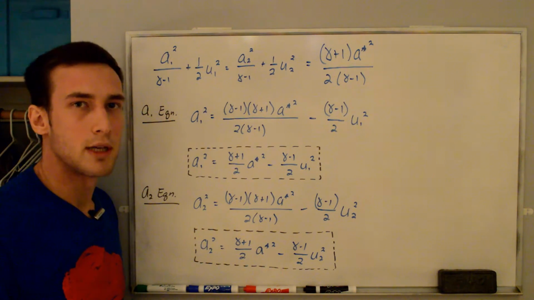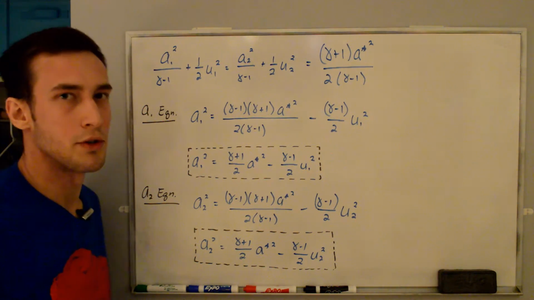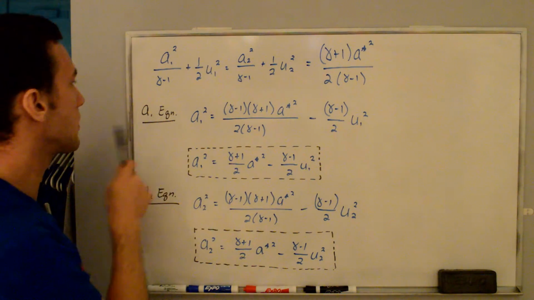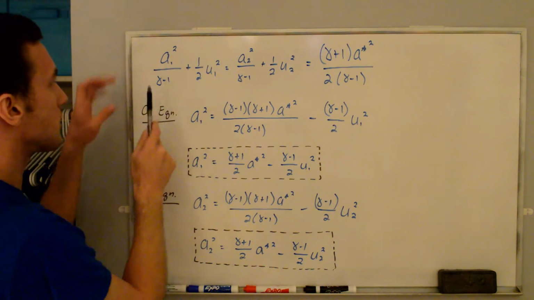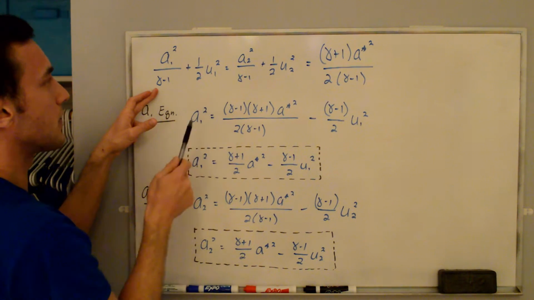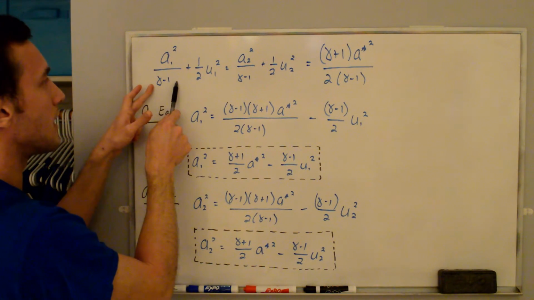So you'll note in the momentum equation that the terms are A1 squared and A2 squared. So we'll solve for A1 squared and A2 squared here. So first we'll start with the A1 equation. And what I've done first is, so we're dealing with this term here and this term here. So I've subtracted this term from both sides first and then multiplied both sides by gamma minus 1.